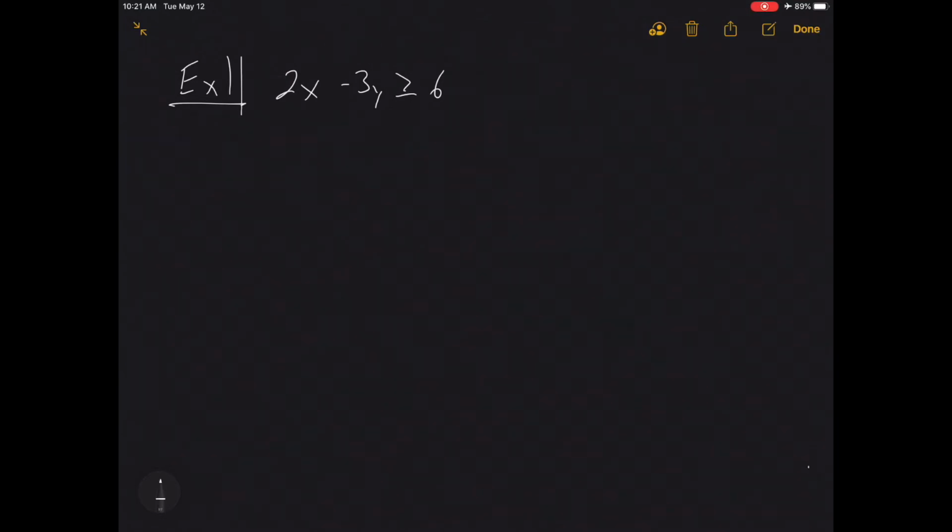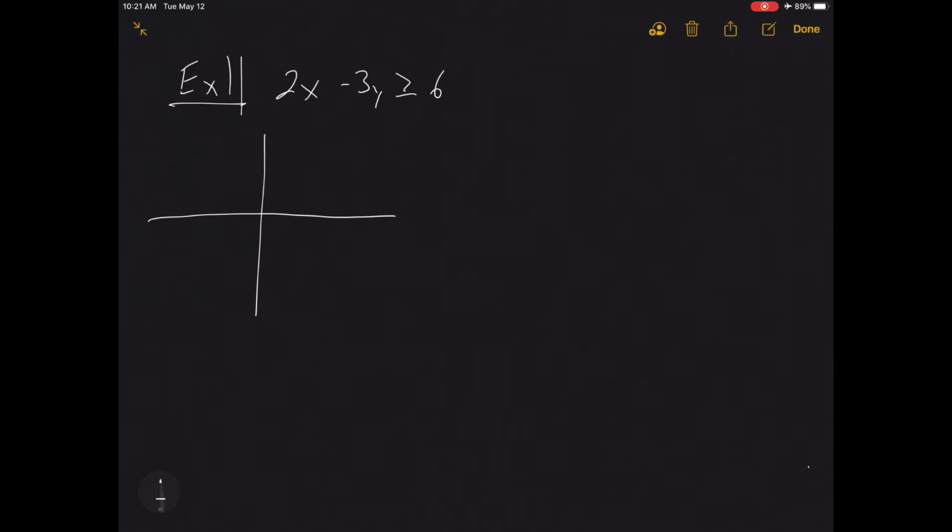First of all, we need to be able to graph this. Now you could do this in one of two ways. You could solve this inequality for y and make it a y equals mx plus b type form and graph it that way. In this case, because of the way it's set up with the x's and y's on the left side and then the constant on the right side, we can probably use the intercepts a little bit easier.